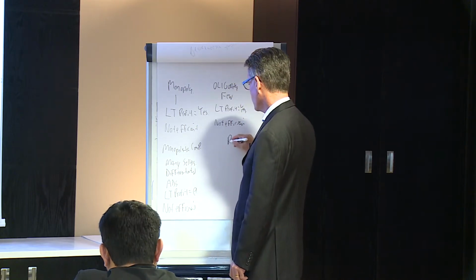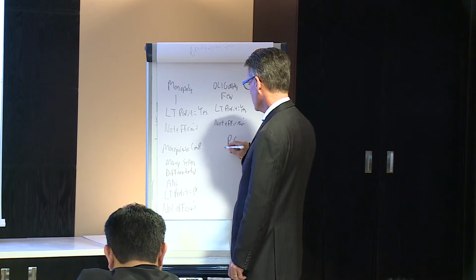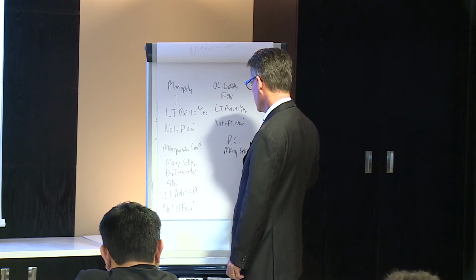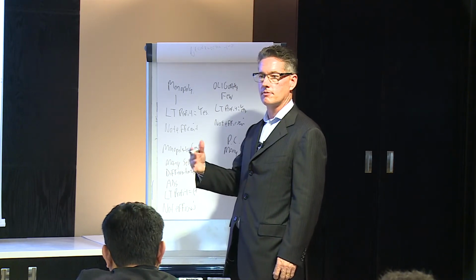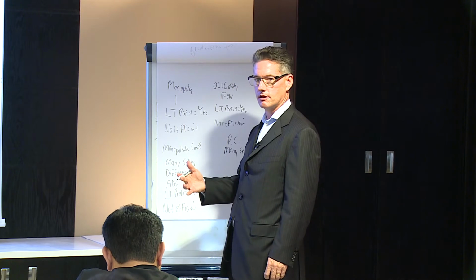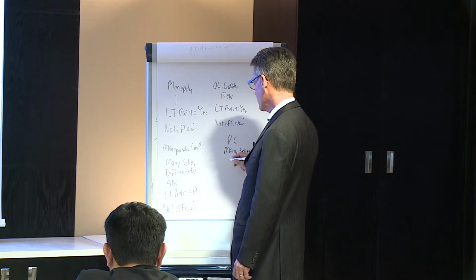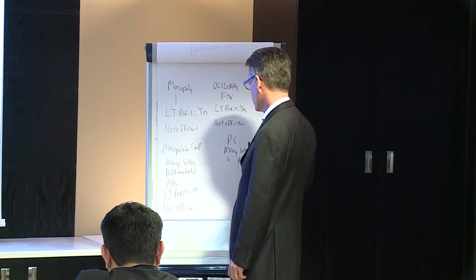So perfect competition, many sellers, right? Long-term profit is 0? Yeah, exactly. Long-term profit is 0. I mean, we're making enough money to pay the employees and everything, but there's no long-term profit. Many sellers, many buyers.